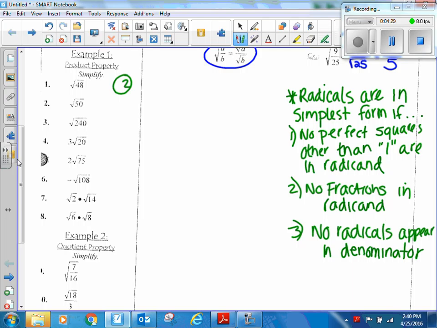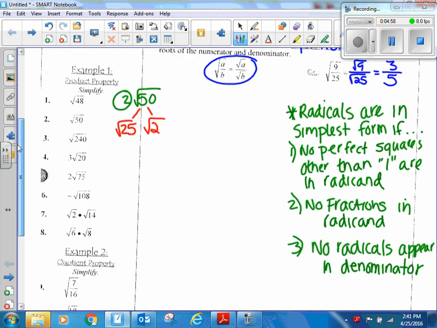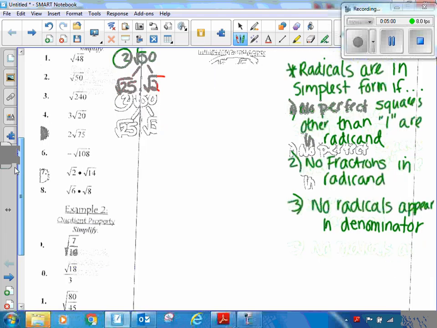So, square root of 50. When I look at this, I want to break it into 2 numbers, one of which is a perfect square, because then I can simplify that perfect square and leave what's left under the radical. If I look at 50, the first thing that comes to mind is 25. So I'm going to break this down into the square root of 25 and the square root of 2. The product property says that you can do that.